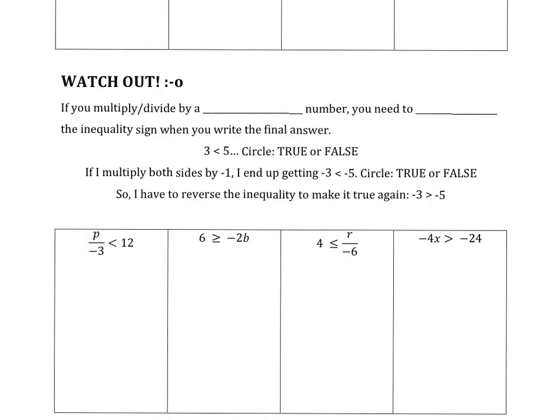So you're going to solve an inequality the same as you solve an equality, except in one case, and that is if you multiply or divide by a negative number, you need to reverse the inequality sign when you write the final answer.